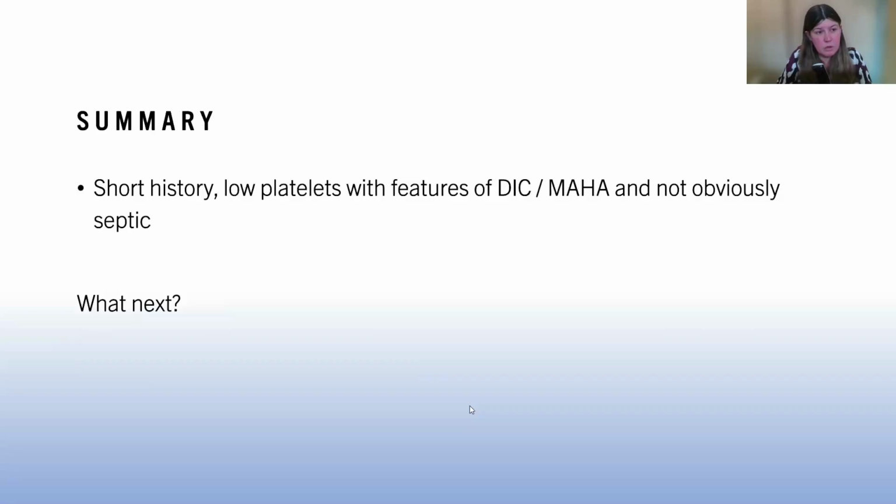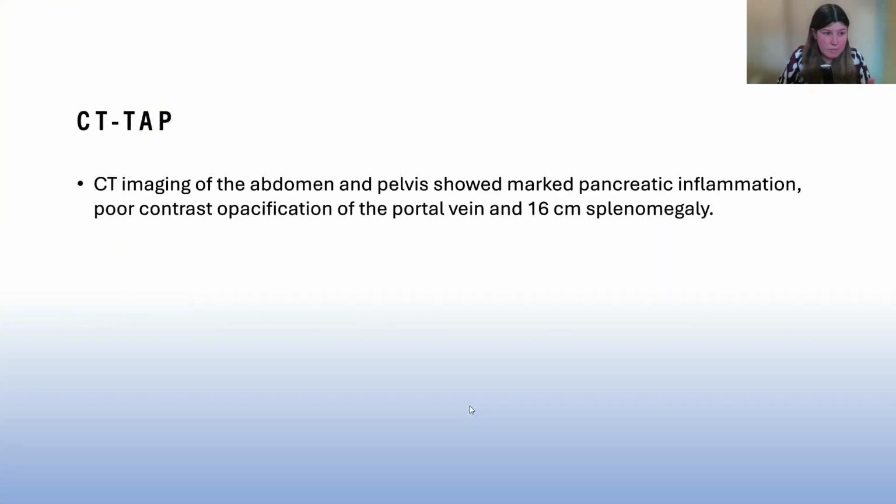So overall, we've got a young, fit woman who's nearly a year postpartum with a short history of low platelets with some features of DIC or consumptive coagulopathy and not obviously currently septic. So we thought, well, what shall we do next? And again, we're very fortunate in that it's quite easy for us to get imaging in this scenario. So we decided to do imaging.